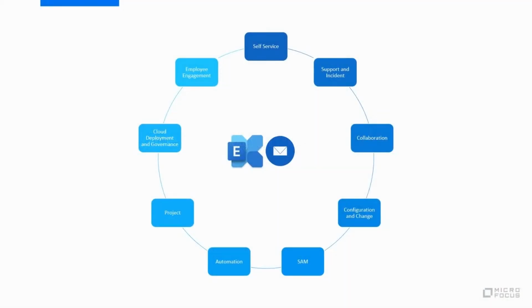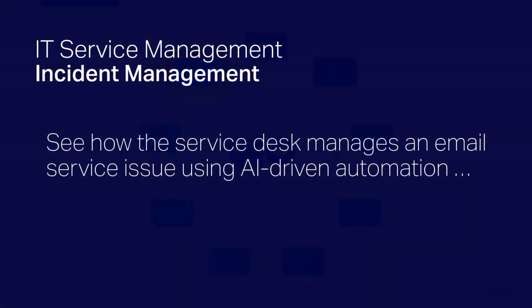We will highlight key processes in managing the lifecycle of an enterprise service. The demonstration shows a critical email exchange service and its interactions with self-service, support and incident, collaboration and change, software asset management, automation, project management, cloud deployment and governance, and employee engagement.